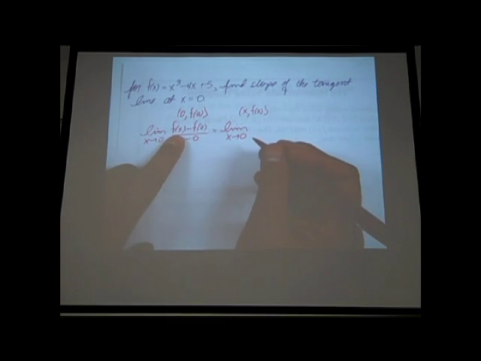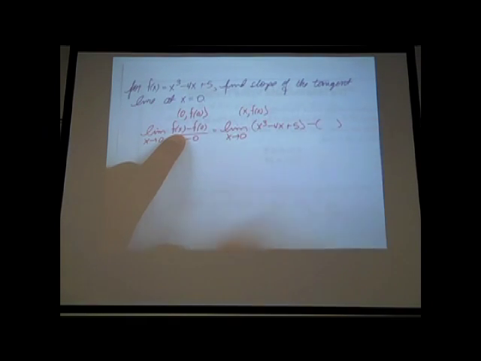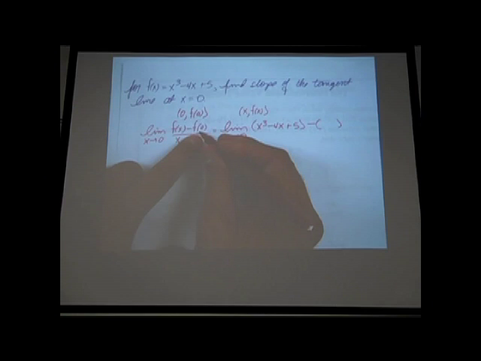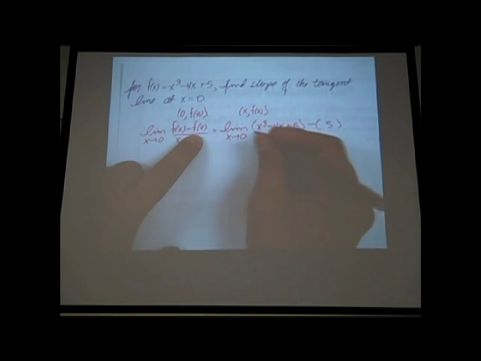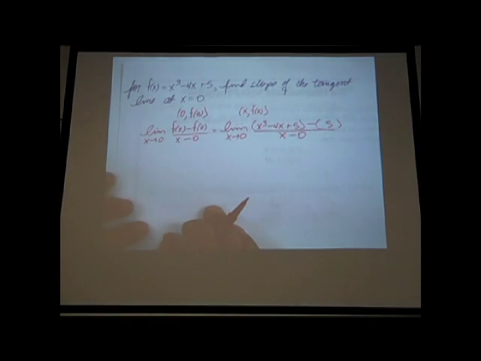Well, let's see what we can do here. Limit as x approaches 0. What is f(x)? f(x) was given to us to be x cubed minus 4x plus 5. From that, I have to subtract f(0). f(0), we go back to the original problem and plug it in: 0 cubed minus 4 times 0 plus 5. That's equal to 5. We're going to divide this by x minus 0.